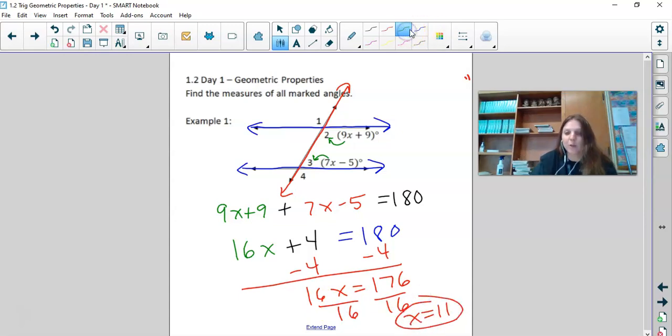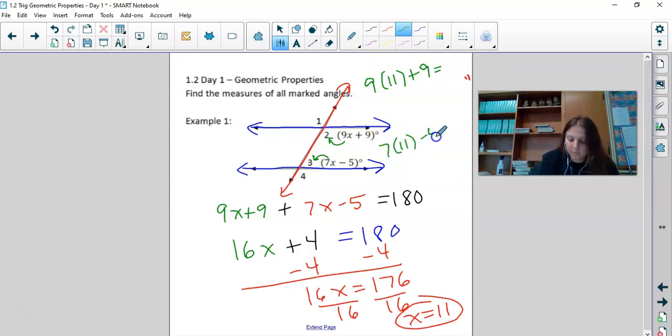When you find the x value, remember you're not finished. You have to then plug it back in up above. So you can certainly use a calculator here. If you want to calculate these in your brain, that's fine as well. So I found this was 99 plus 9, and I got 108. This other one works out to be 77 minus 5 is 72. You can check your answer by adding them, and they should add up to 180. So those are those two angles here.